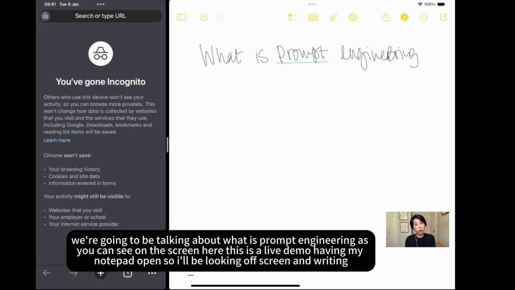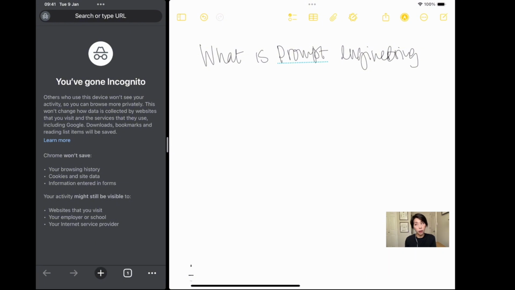Today we're going to be talking about what is prompt engineering. As you can see on the screen here, this is a live demo, having my notepad open, so I'll be looking off screen and writing, and then we will be doing real time Google searches as well.